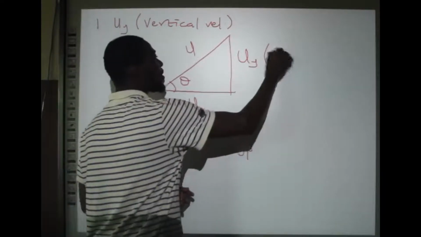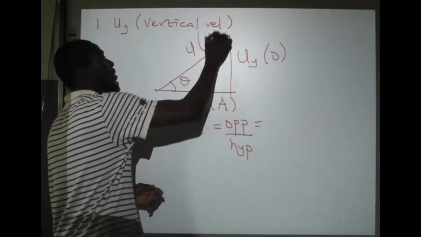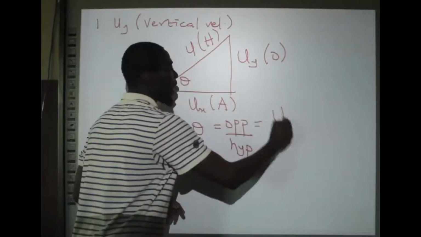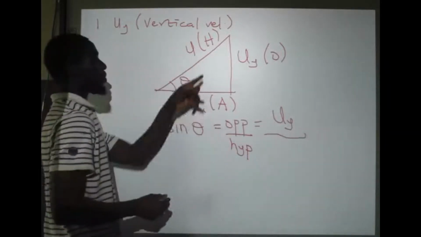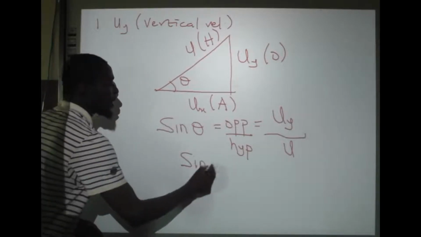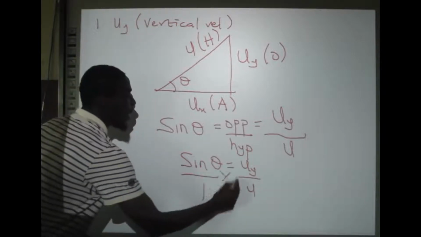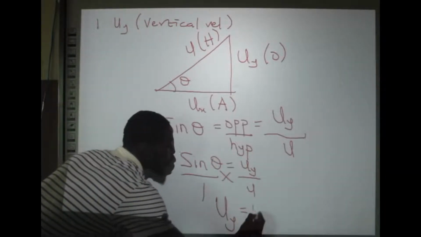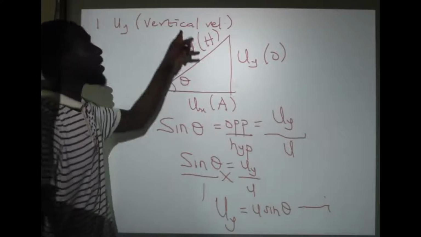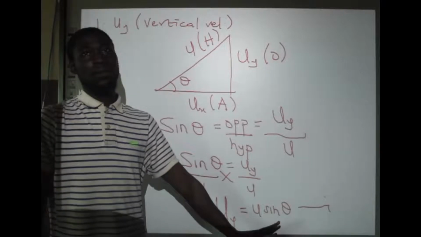You all know that our opposite is this, like I gave you in the other slides. This is our adjacent, and this is our hypotenuse. Now it implies that our opposite, being the side facing the given angle, is given as Uy, all over our hypotenuse, which is U. So it implies that our sine theta is equal to Uy all over U. Now if you cross multiply, our Uy will be equal to U sine theta. So the expression used in calculating the vertical velocity is U sine theta. So that is that.